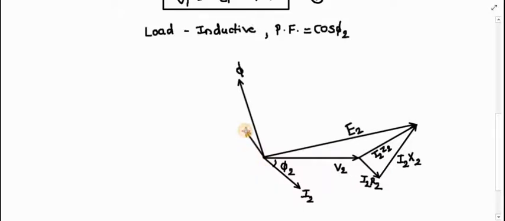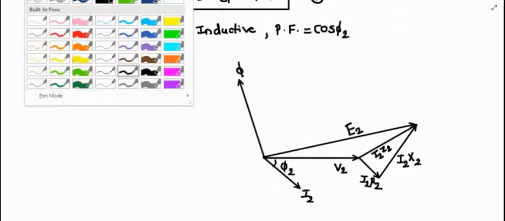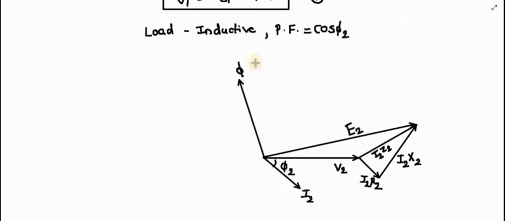Because this current is very small, so I will draw here this as I naught. Now these are all secondary side quantities. This is your primary side quantity. So let us draw this in red color. I will draw this with the red color. So this is your I naught. Okay.